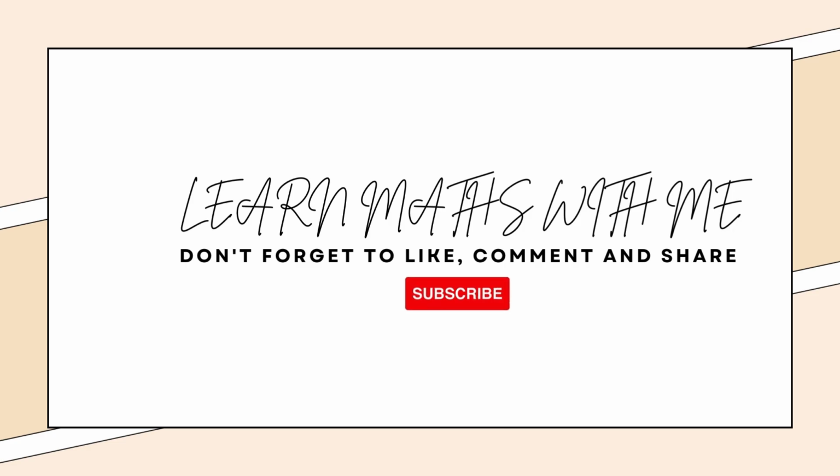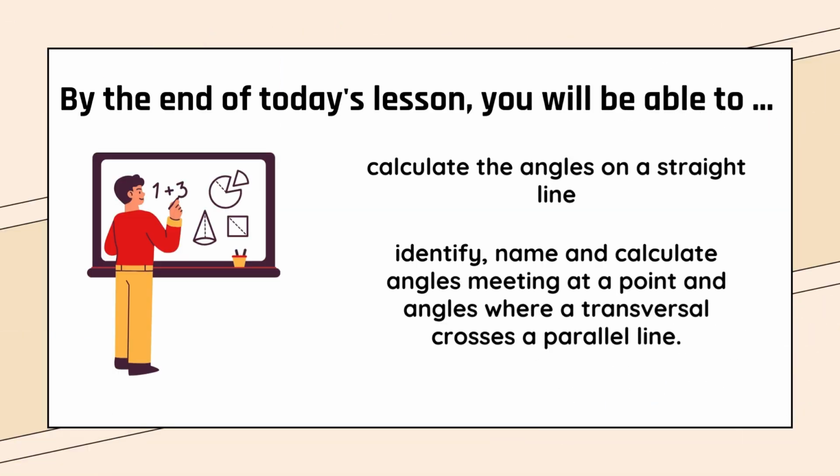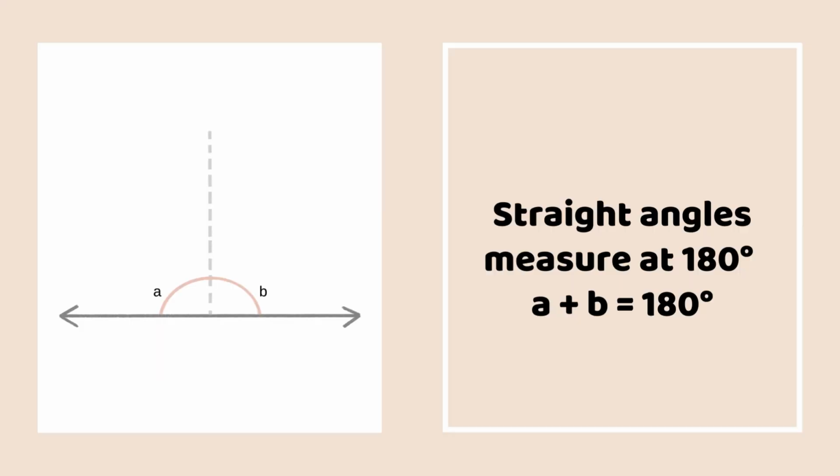Today, we'll be taking a look at angles, and by the end of today's lesson, you'll be able to calculate the angles on a straight line. You'll be able to identify, to name, and to calculate angles meeting at a point, and angles where a transversal crosses a parallel line. Now let's take a look at angles on a straight line.